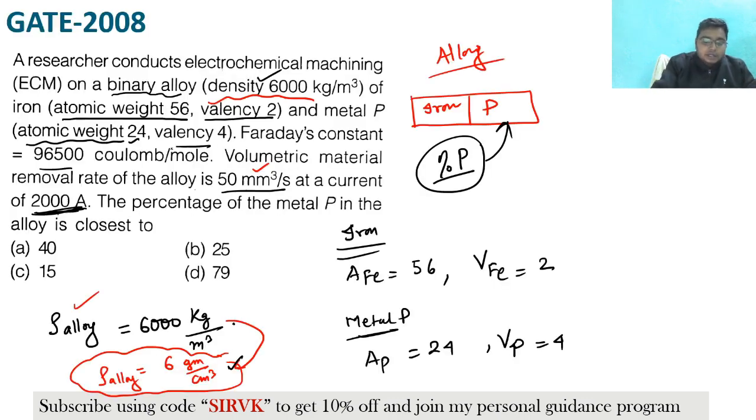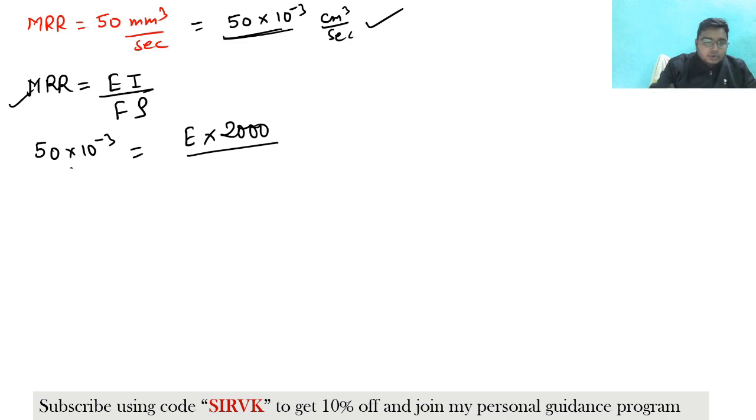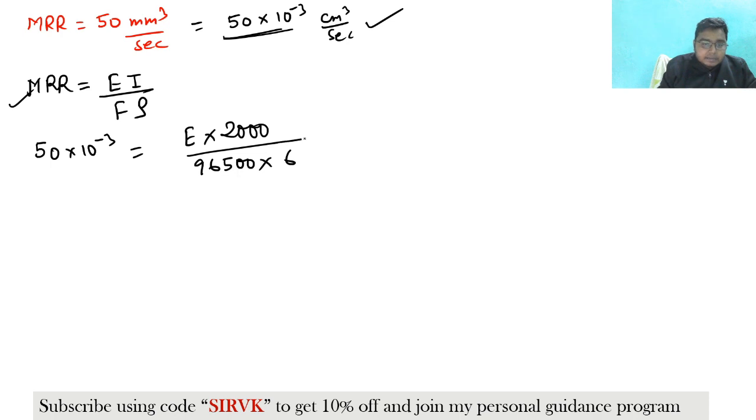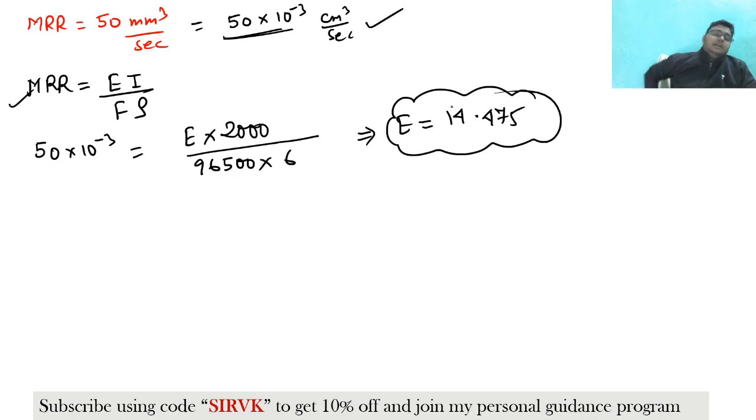What is the Faraday constant? Faraday constant is given as nothing is given. Yes, it is given, 96500. Put it here, 96500. And what is the density of the alloy that is given, my dear friend? It is 6 gram per centimeter cube. Put it here. Now from here you will be able to find the value of E, and that is coming to be around 14.475. The value of E that we get is 14.475.